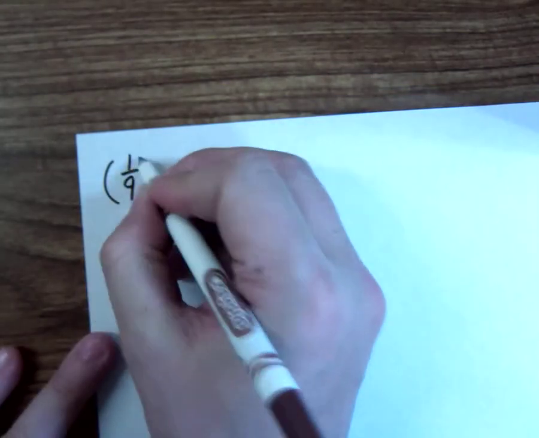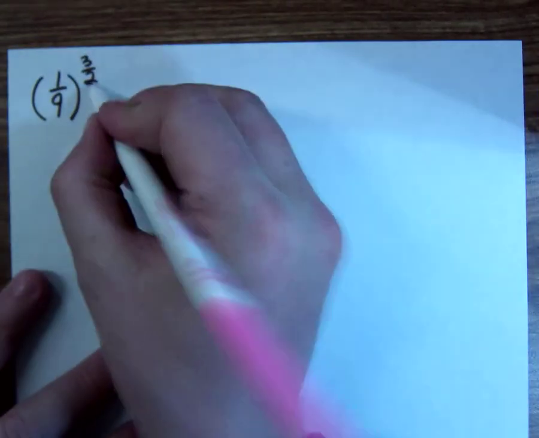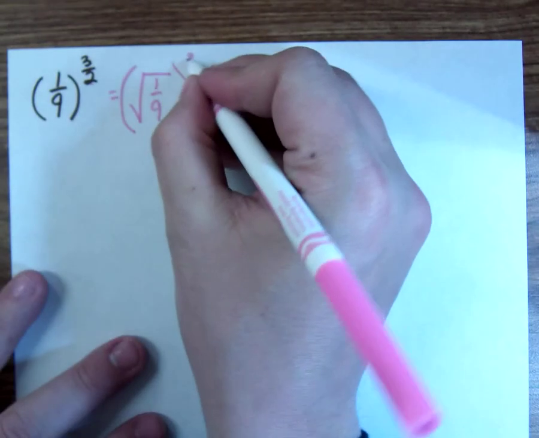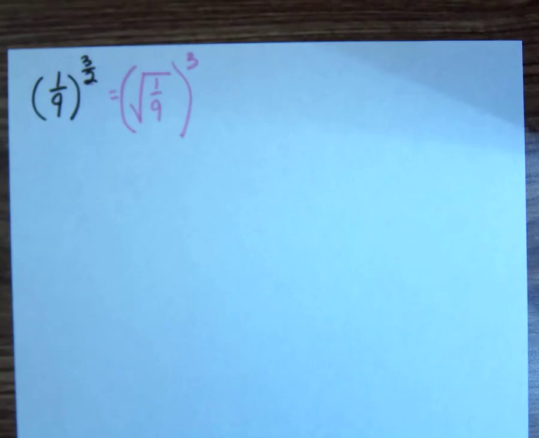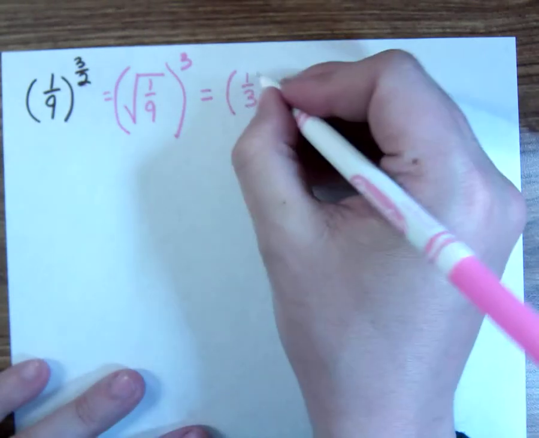Okay. Let's do one with fractions. Like so. What's the root going to be? Squared. So I'm going to write this as the square root of 1/9 to the 3rd power. What's the square root of 1/9? 1/3. A third.